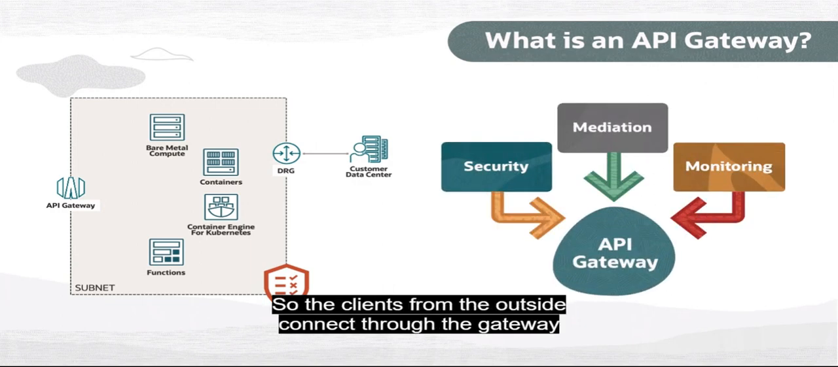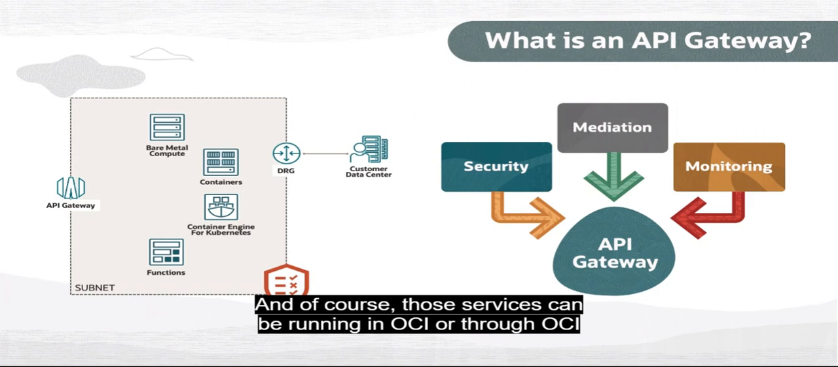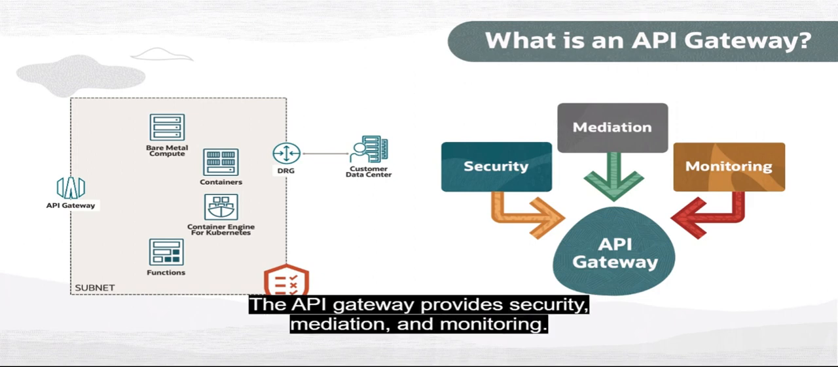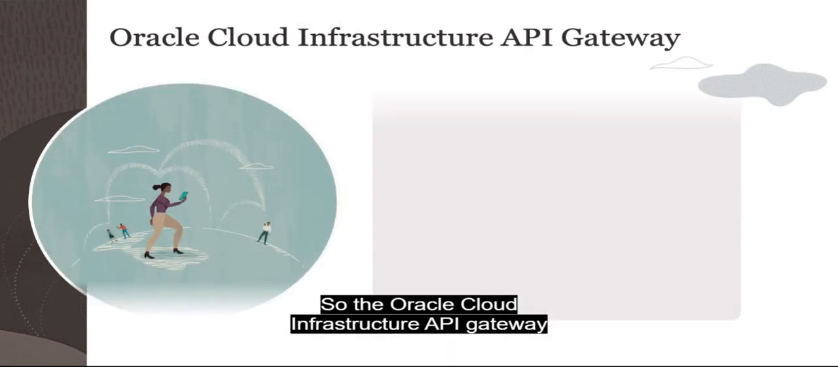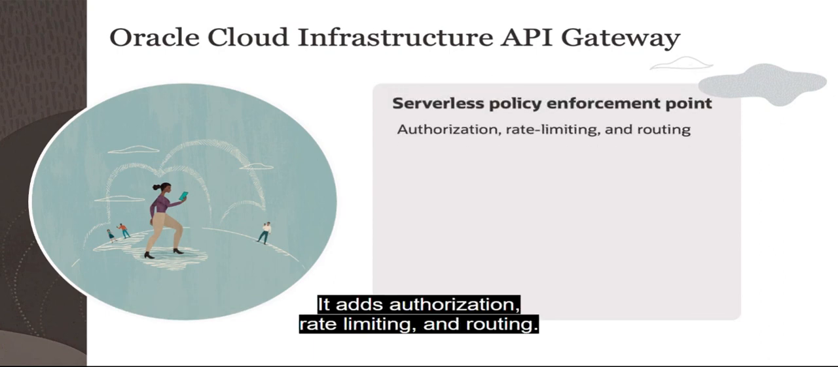So the clients from the outside connect through the gateway to the backend services. And of course, those services can be running in OCI or through OCI connected to your data center. The API gateway provides security, mediation, and monitoring. So the Oracle Cloud Infrastructure API gateway is a serverless policy enforcement point. It adds authorization, rate limiting, and routing.